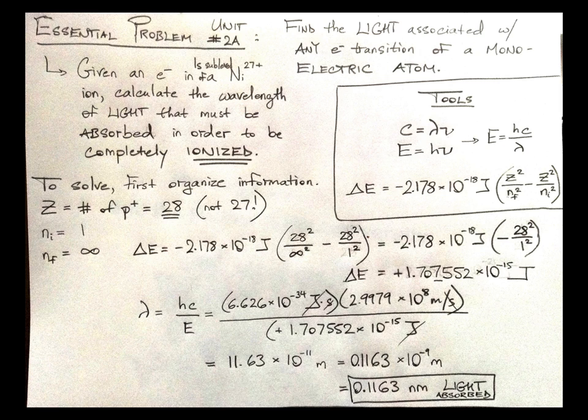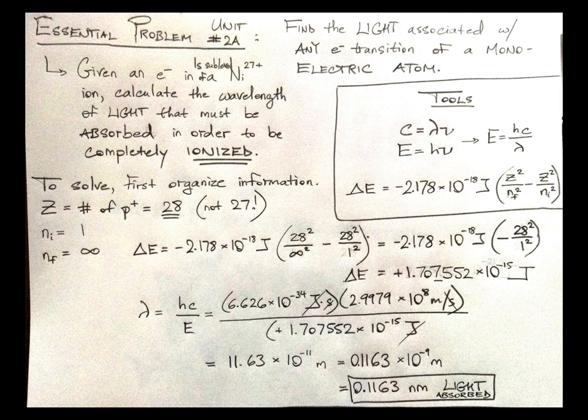c is equal to lambda nu, which relates the speed of light to both light's wavelength and frequency. Then there is Planck's equation, the relationship between light's frequency and the energy that light, in its quantization, can hold: E is equal to h nu. We have already combined these equations into one form, which we can also use, which is E is equal to hc divided by lambda.